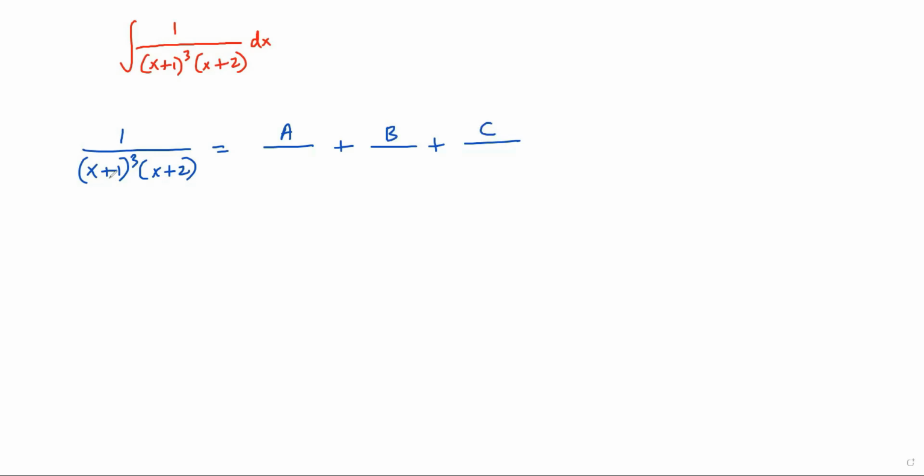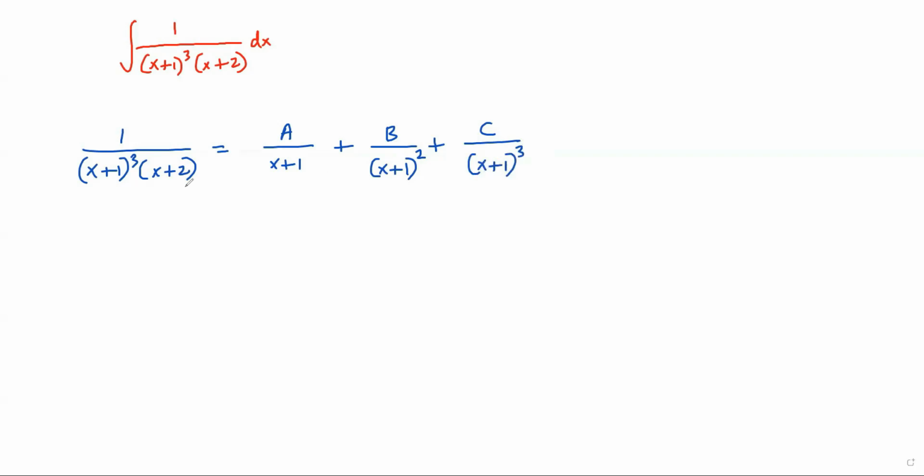Now for the first fraction, the denominator should be the first binomial with the exponent 1. So that's just x + 1. For the second fraction, the denominator is the same first binomial with exponent 2, that is (x + 1) squared. For the third one, (x + 1) to the third power.